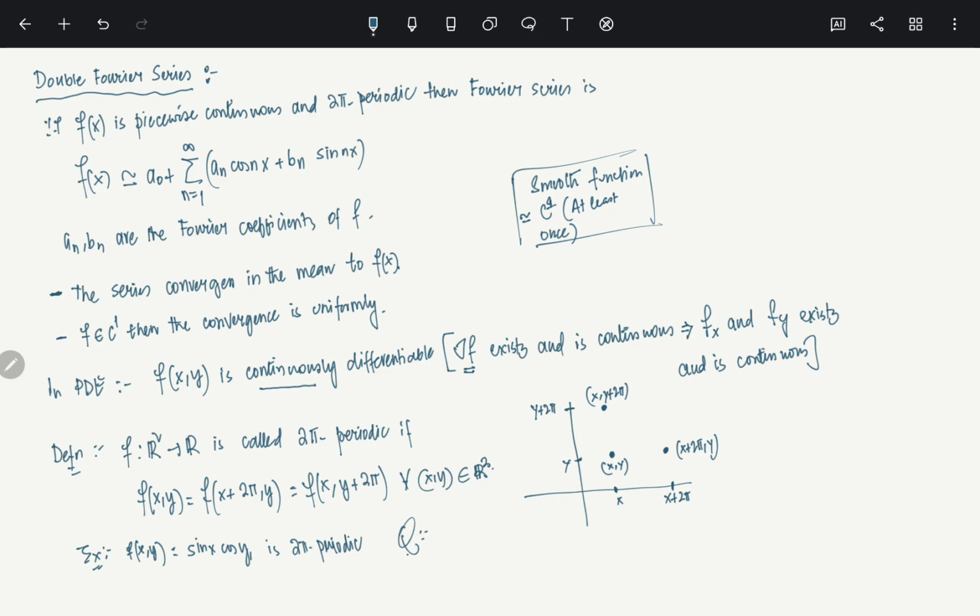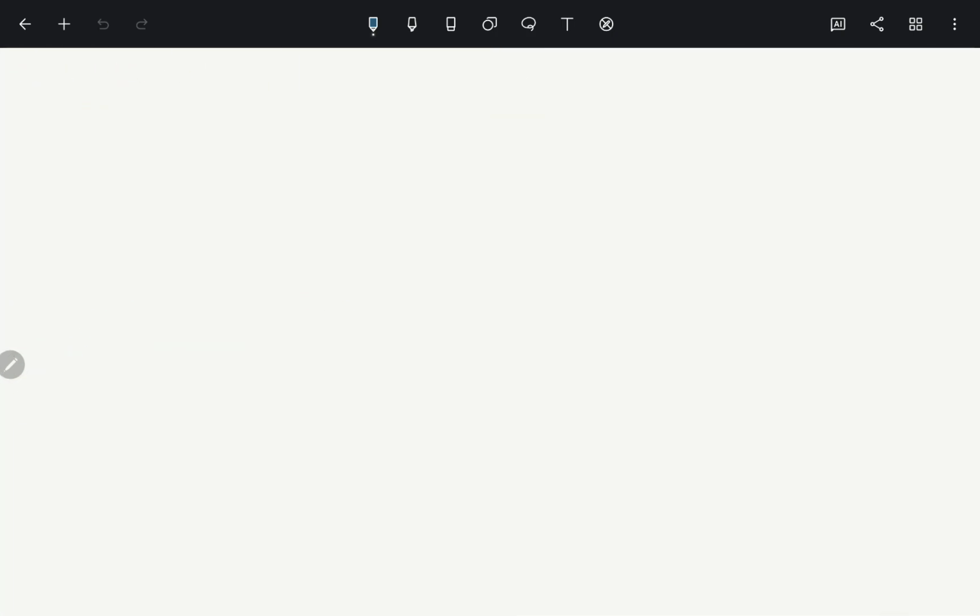Let me put another question. Find another 2 pi periodic function. Of course constants are always 2 pi periodic, you don't have to do all that, but we are definitely not really interested in those constants. Anyways, I hope you now have an idea of what 2 pi periodic functions are.